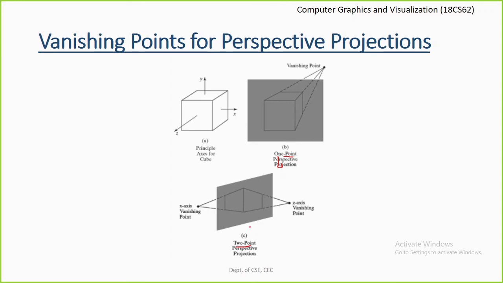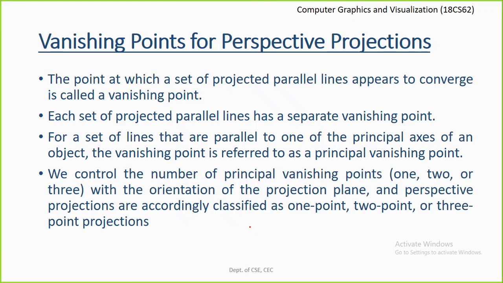So that is about the vanishing points for perspective projection. So what is a vanishing point? A vanishing point is a point where the parallel projection lines seem to converge. If the set of lines that are parallel to one of the principal axes for a given object are converging, then the vanishing point is referred to as a principal vanishing point. Right?